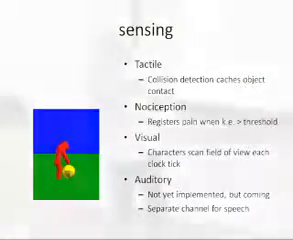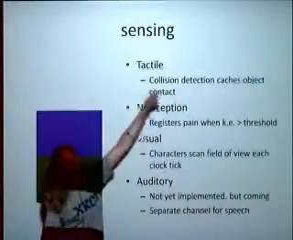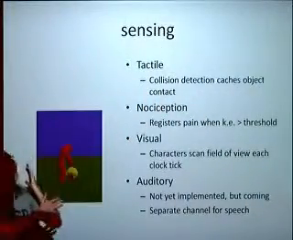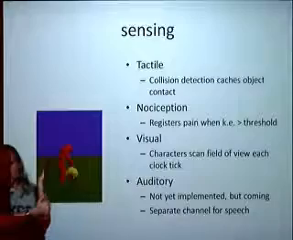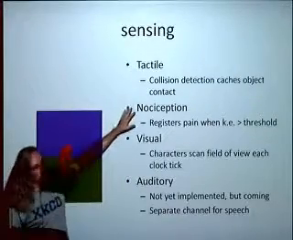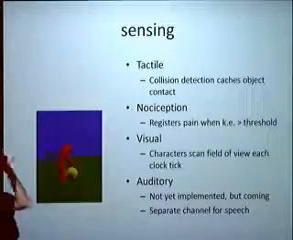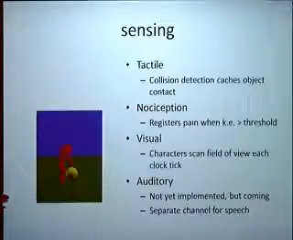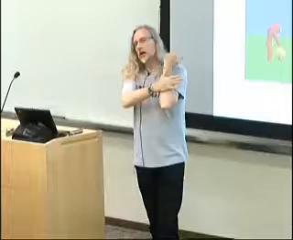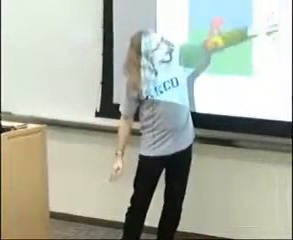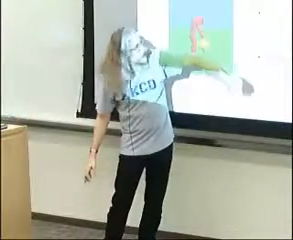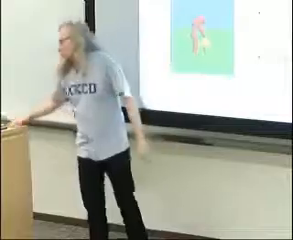There's a sensing system built in. You have tactile sensing, so you know when something touches you and what body part, and you know what object touched you. You have nociception, which is a fancy way of saying pain sensation. So if something hits you hard enough, i.e. the kinetic energy is over some threshold, then that also gets registered. Characters scan their field of view. There will be auditory perception, but there isn't right now. Okay?